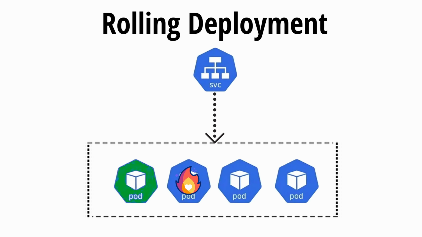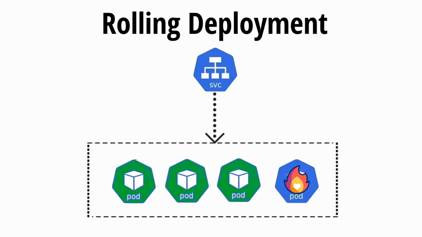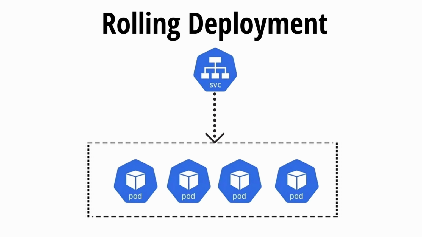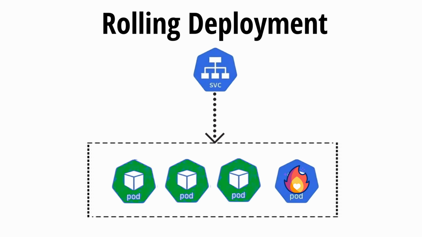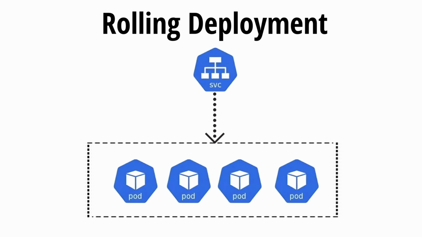Rolling update. Kubernetes monitors the progress of the update and ensures that the desired number of replicas is maintained throughout the process. If there are any issues with the new version, the deployment can be rolled back to the previous version.